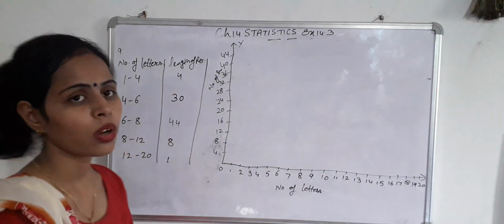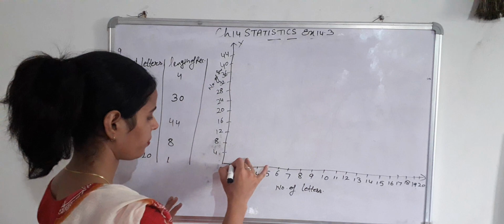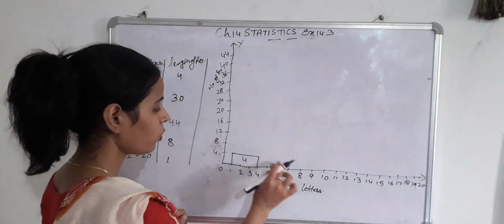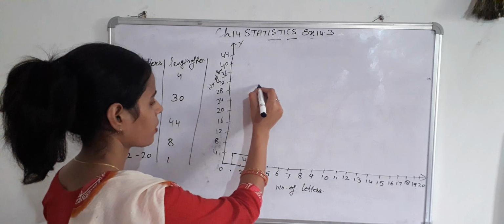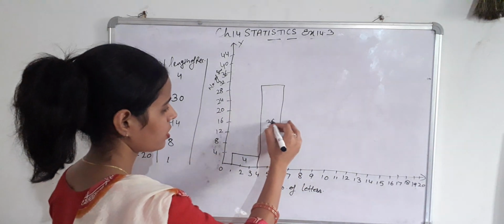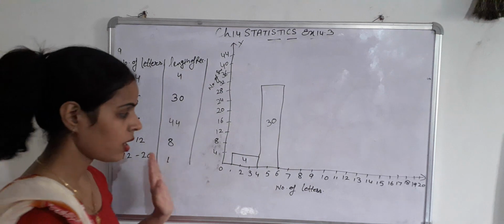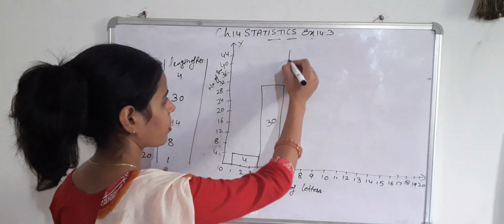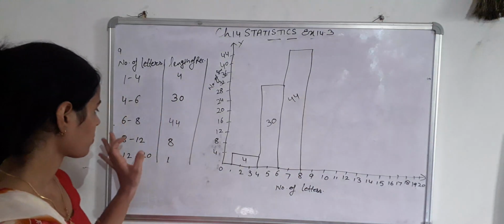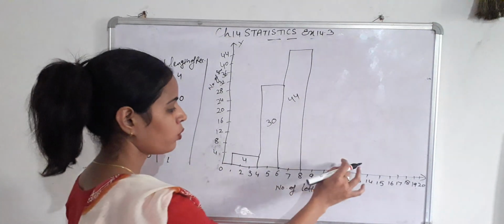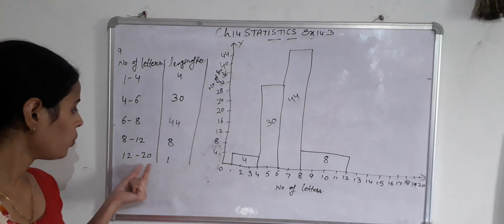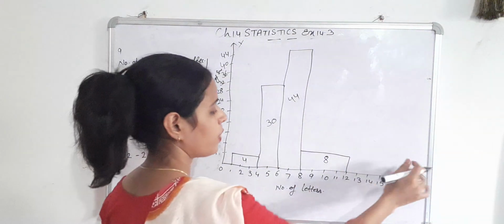First, 1 to 4, 4. 4 to 6, 30. 6 to 8, 44. 8 to 12, 8. 12 to 20, 1.